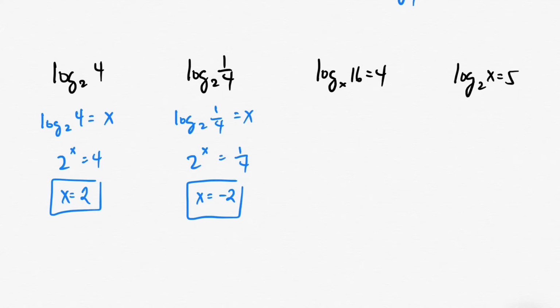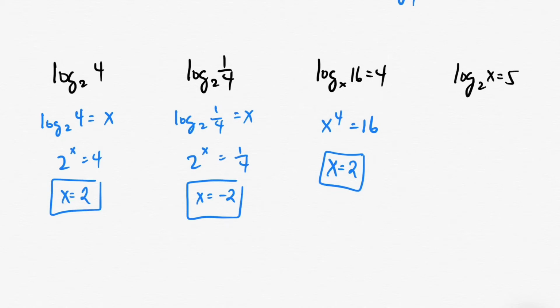Now let's try the third one where we are missing the base. So let's convert this one into its exponential form. X raised to 4 is equal to 16. So what is the number when you raise it to 4, you will get 16? The answer is 2, right? Because 2 times 2 is 4, times 2 is 8, and then times 2, you will get 16. So the answer is 2.